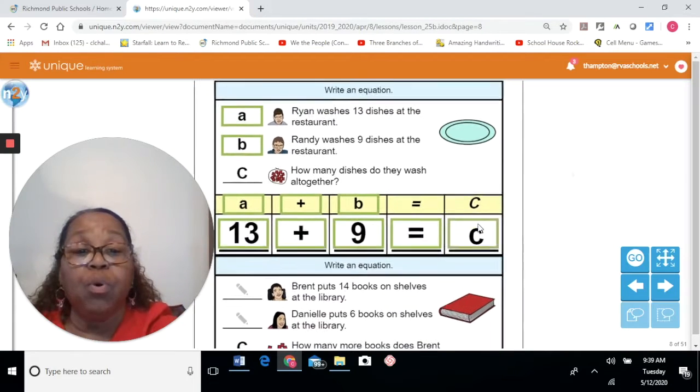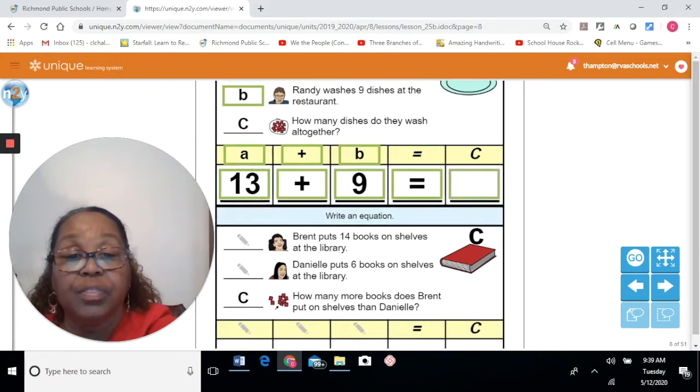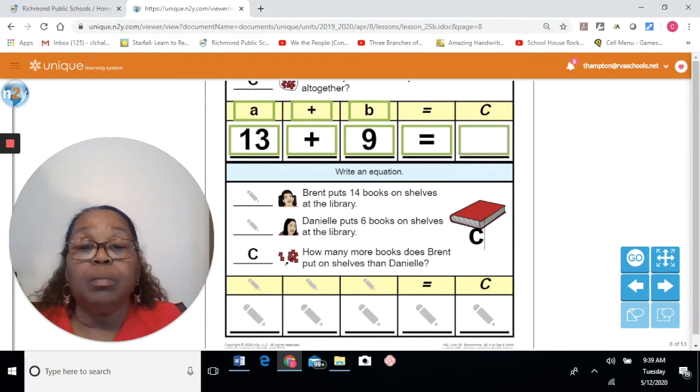It is very important that you have your word problem broken down into parts correctly so that your equation will be written correctly. Let's do another one. Now that we've got it, we know what's going on. Now I'll read the word problem first. Brent puts 14 books on shelves at the library. Danielle puts 6 books on shelves at the library. How many more books does Brent put on shelves than Danielle?